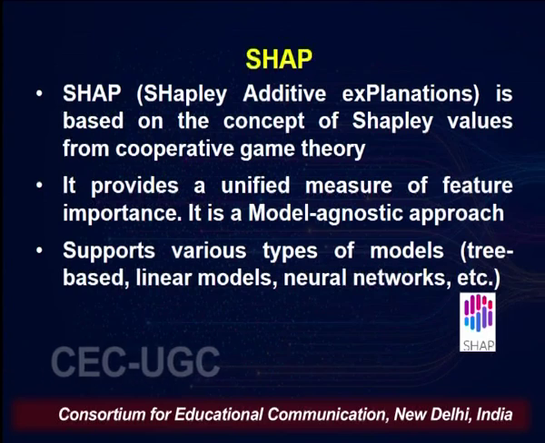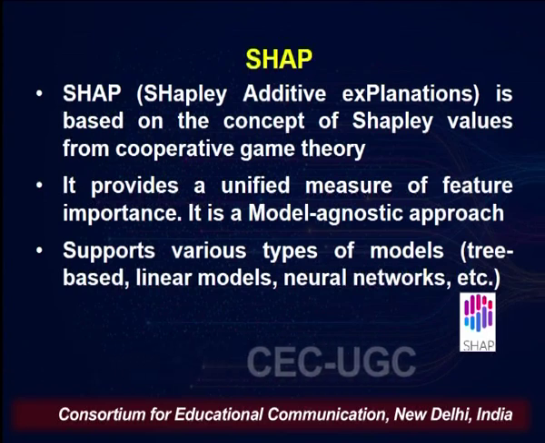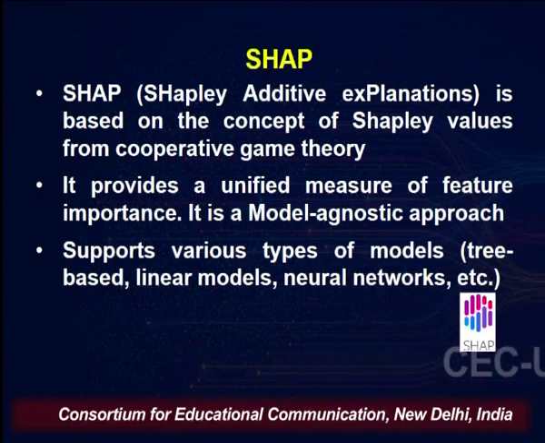So the first one is SHAP, and it is based on the concept of the Shapley values from cooperative game theory. So it's a game theoretic approach, and also it's model agnostic, and it supports several types of models, like the tree based models. As we have seen in earlier examples, decision trees are formed based on each and every feature, where we have the root node, the parent node, and finally we make the decisions as we reach the leaf nodes.